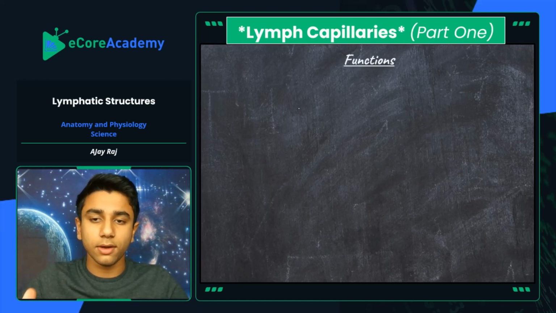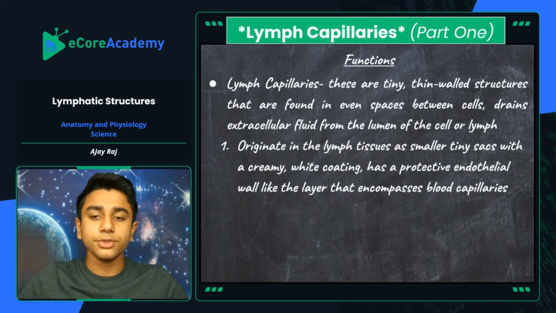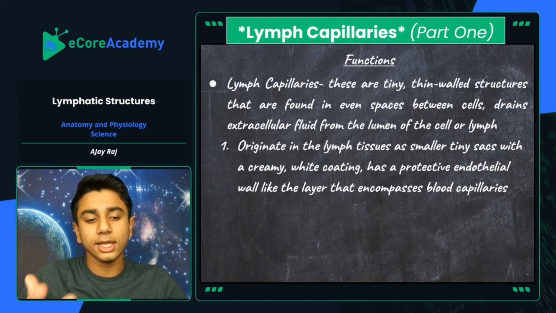So this is part one of lymph capillaries, and this is just continuing off of what we left off with in the lymphatic system overview, a bit of a review. So let's look at the functions of lymph capillaries. Lymph capillaries are tiny, thin-walled structures that are found in the spaces between cells. And what they do is they contribute to the overall purpose of the lymphatic system.